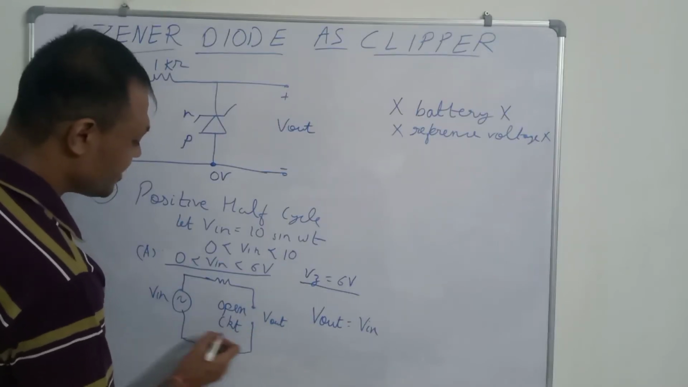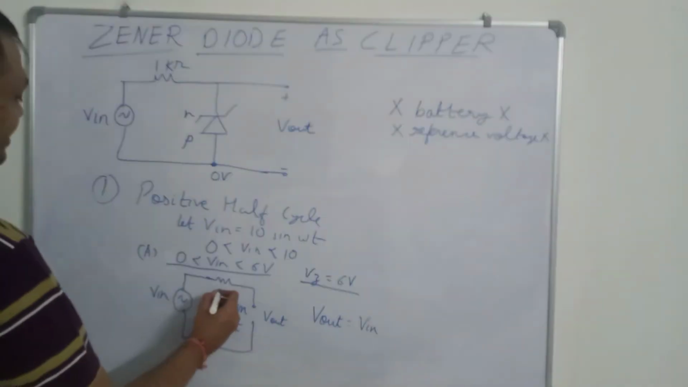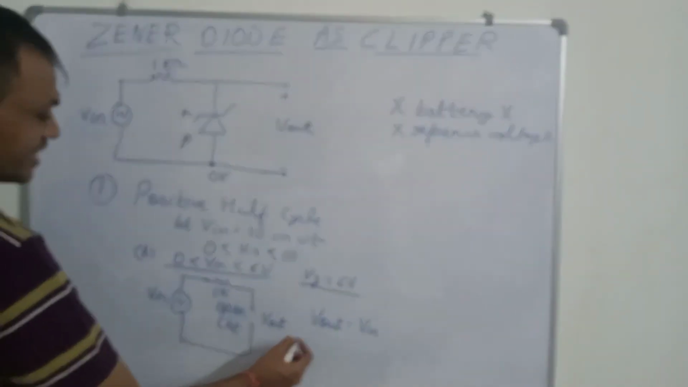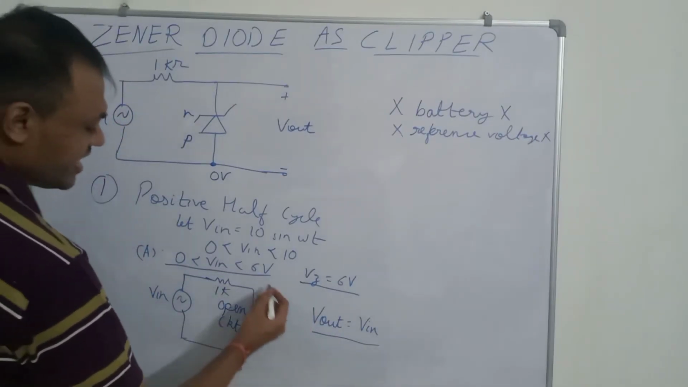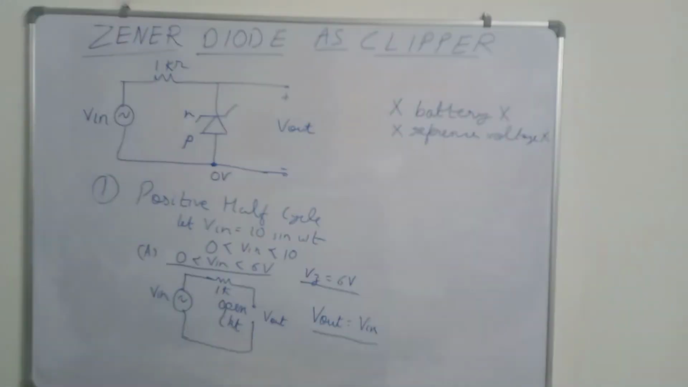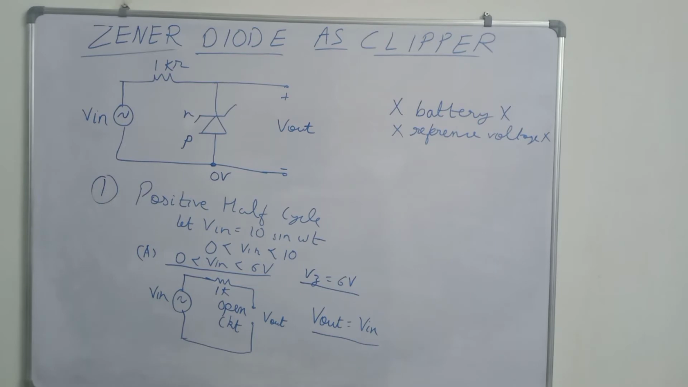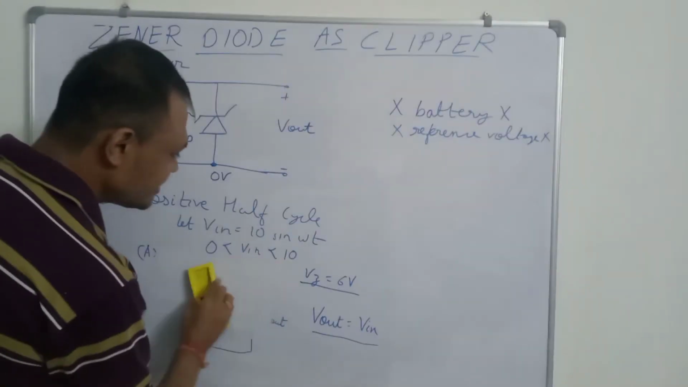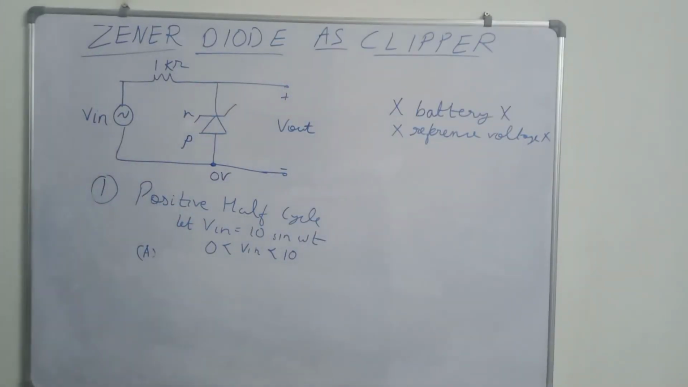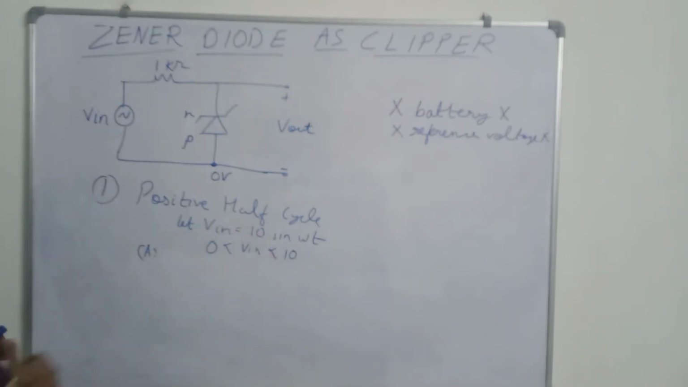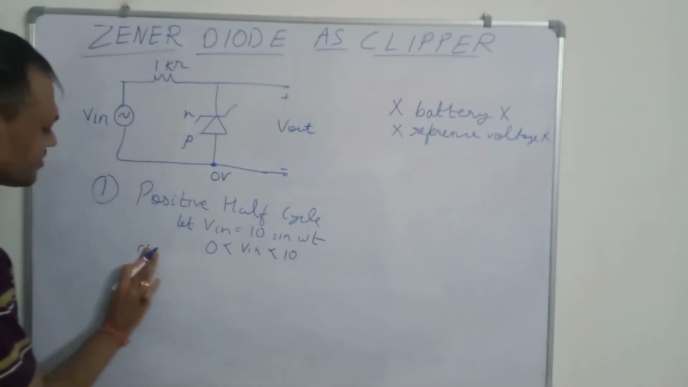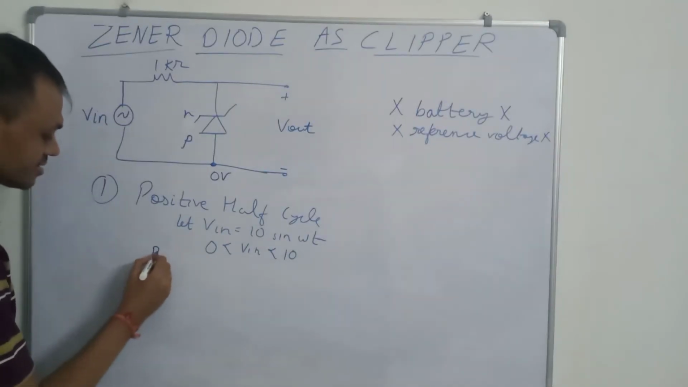Hence I have replaced the Zener diode with an open circuit, and this is a 1 kilo ohm resistor. So in this case, 0 is less than V in is less than 6 volt, V out will follow the input voltage V in. Now we will consider the case when V in is greater than 6 volt. The maximum value of V in can be 10 because V in is given as 10 sine omega t.